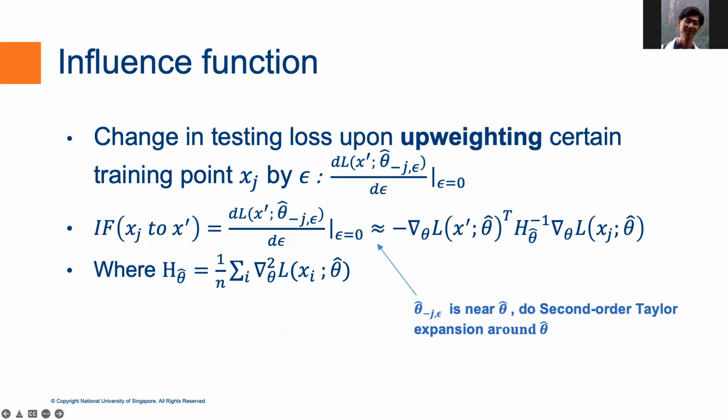And if we want to estimate the change in testing loss upon upweighting a certain training point xj by epsilon, we can just take the derivative of testing loss with respect to epsilon. Here I omit the derivation. The basic idea is that theta hat minus j epsilon is near theta hat, so I will do a second order Taylor expansion around theta hat for my testing loss and will get this quantity here. This is a formula from the ICML 17 paper.